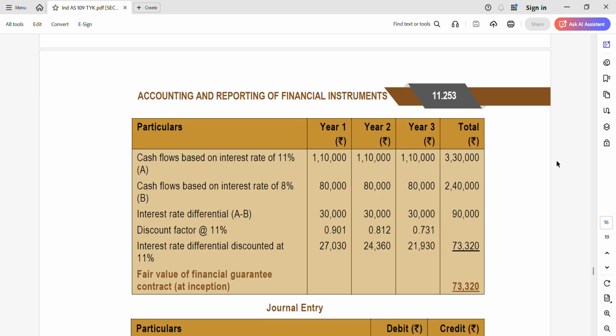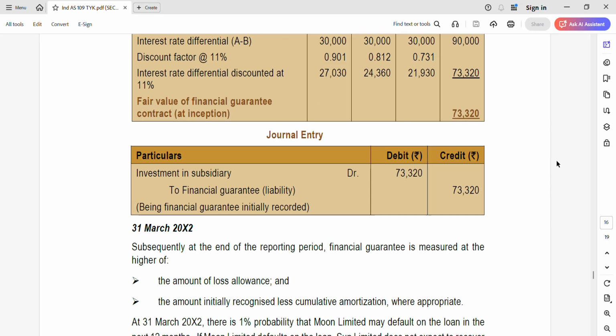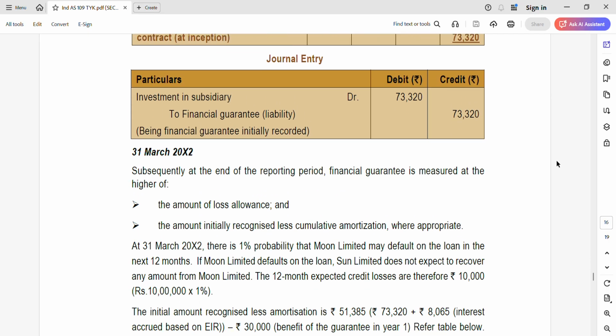So the journal entry that you have to pass at initial recognition will be investment in subsidiary to financial guarantee, 73,320. Now moving on to the year-end entries. At the end of the reporting period, the financial guarantee will be measured at the higher of the amount of loss allowance and the amount initially recorded less cumulative amortization.